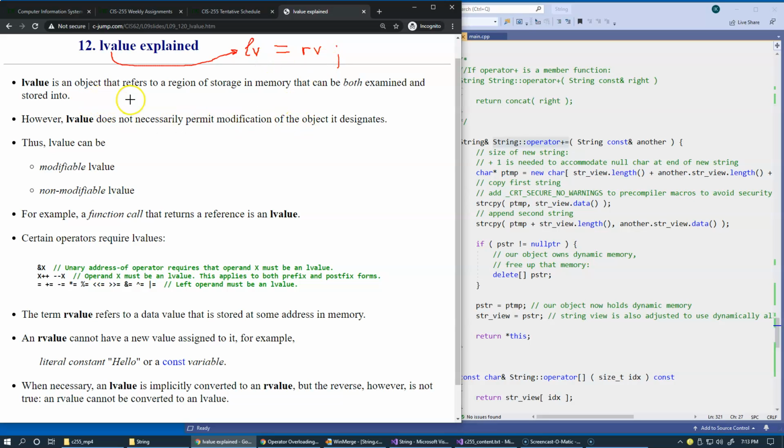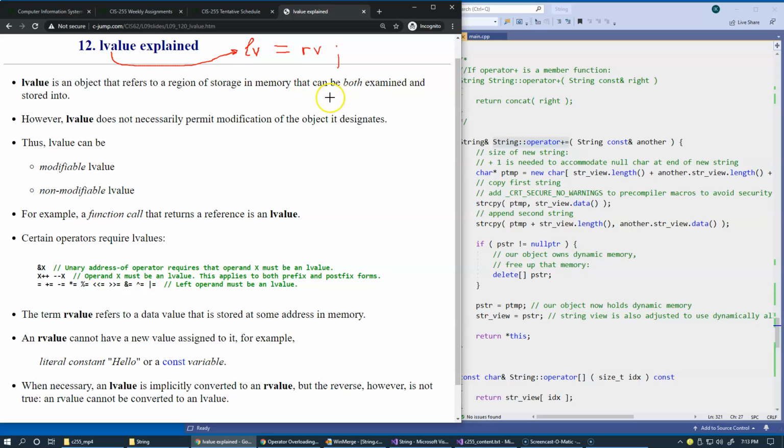So lvalue is an object that refers to a region of storage in memory, right? So we're thinking that this has to be something that could be representing a region in memory, like real physical memory.